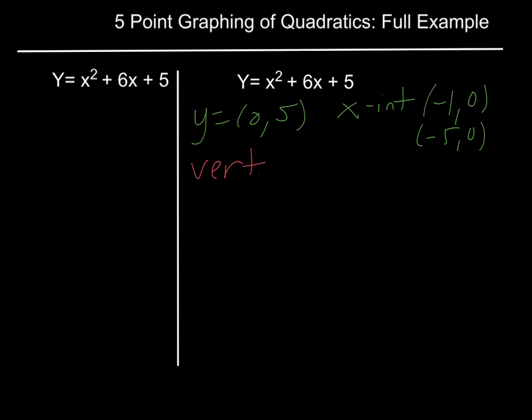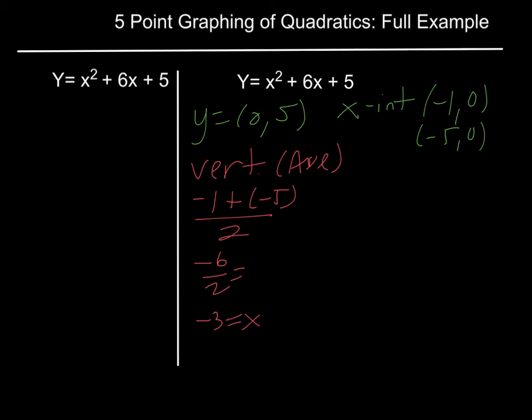And the vertex is the average. Think vertex is the average. That's how you find the x value of the vertex. That's the average. So that's going to be -1 plus -5 divided by 2. It's always going to be divided by 2 because I always have two x-intercepts. So -1 plus -5 gives me -6 divided by 2. So the x value is going to be -3. So that's what the x value of the vertex is.